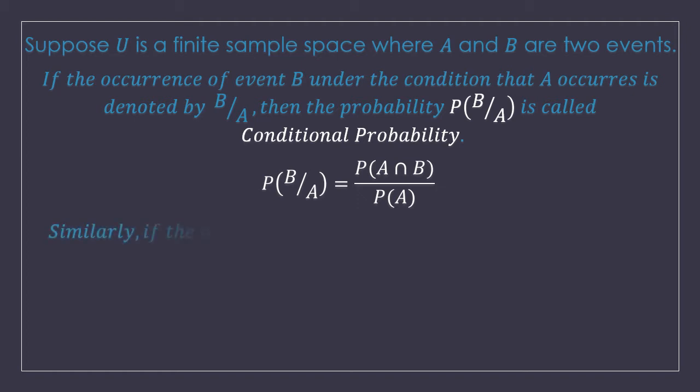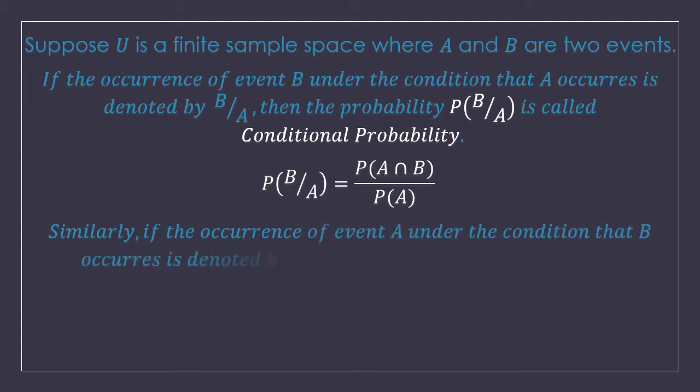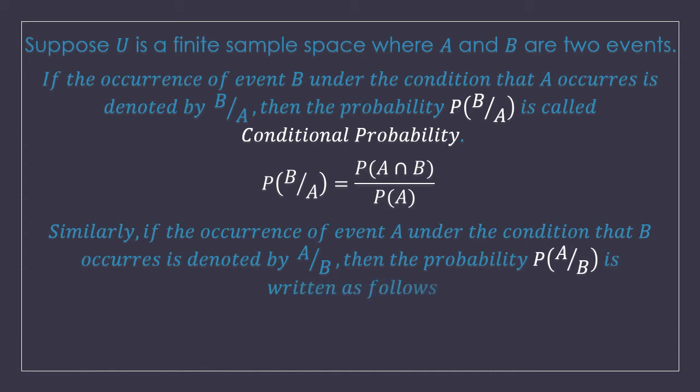Similarly, if the occurrence of event A under the condition that B occurs is denoted by A given B, it's the opposite of the previous, then the probability P(A given B) is written as follows. It would be P(A given B) equals P(A intersection B) divided by P(B), because in this situation A is supposed to be found out and B is already given as a condition. So here the event which has occurred is B and the event which is to be calculated is A.